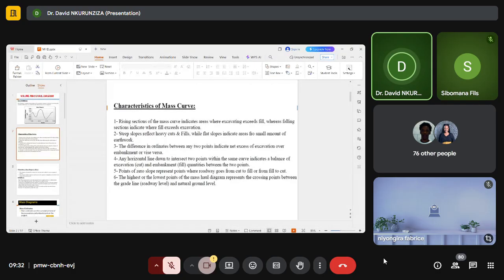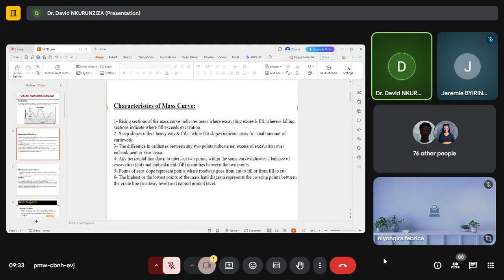As I have said, from today we are learning the new terminologies related to the mass haul diagram. There is a terminology of excavation, and there is a terminology of embankment. Excavation is also called a cut. We are cutting. When we talk of embankment, this is related to filling, to fill out. Okay?